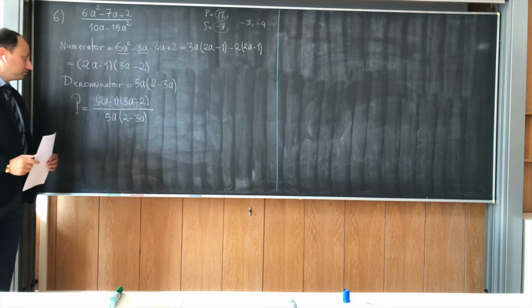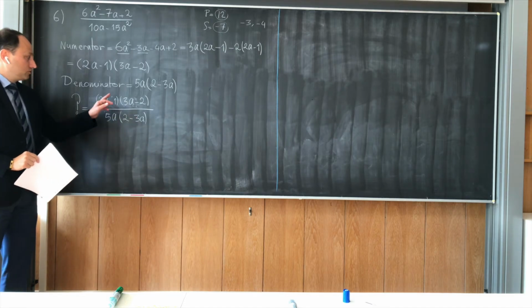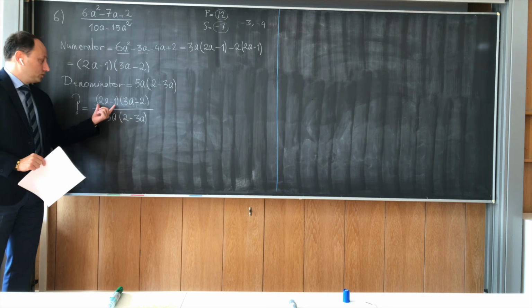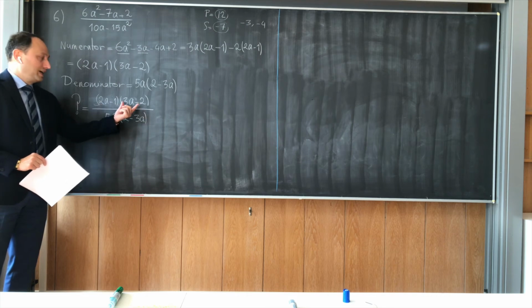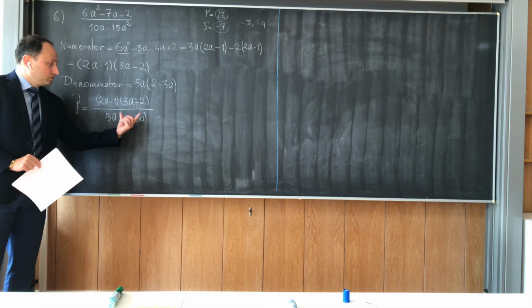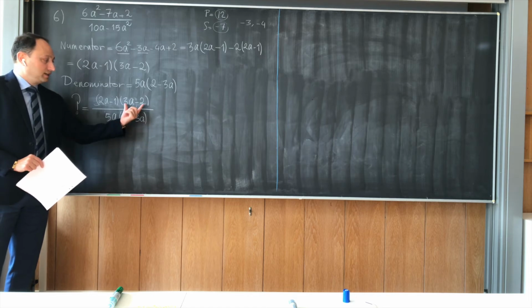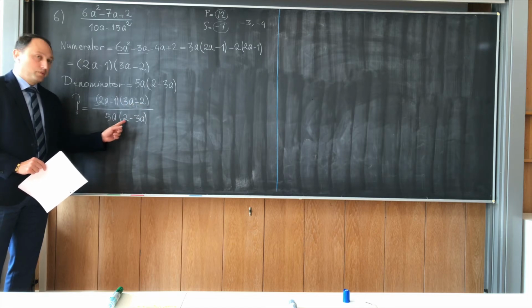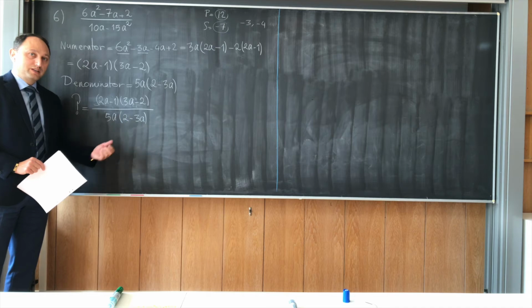Okay? But now look, something interesting happens and you need to know about this. If I ask you what are the factors here, you would say 2a minus 1, 3a minus 2, 5a, 2 minus 3a. These two factors are not exactly the same. So don't be in a hurry to cancel them out. Because this is 3a minus 2, 2 is negative, 3a is positive. Here 2 is positive, 3a is negative. So they are not exactly the same.